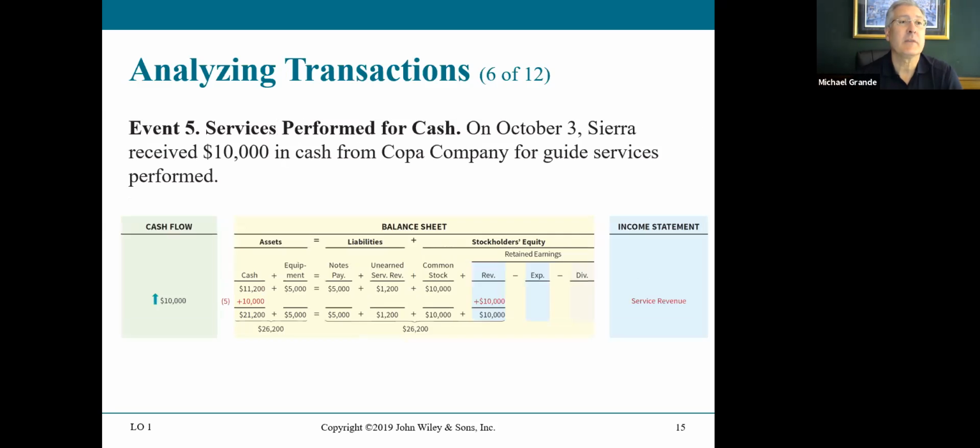Event 5, services performed for cash. Sierra received $10,000 in cash from Copa Company for guide services performed. Services performed, that's revenue. Revenue goes up. Revenue is a component of stockholders' equity. So on the right-hand side of the equation, there's an increase of $10,000, increase in revenue. And on the left-hand side of the equation, they received $10,000 cash. Cash goes up, revenue goes up, equation is in balance.